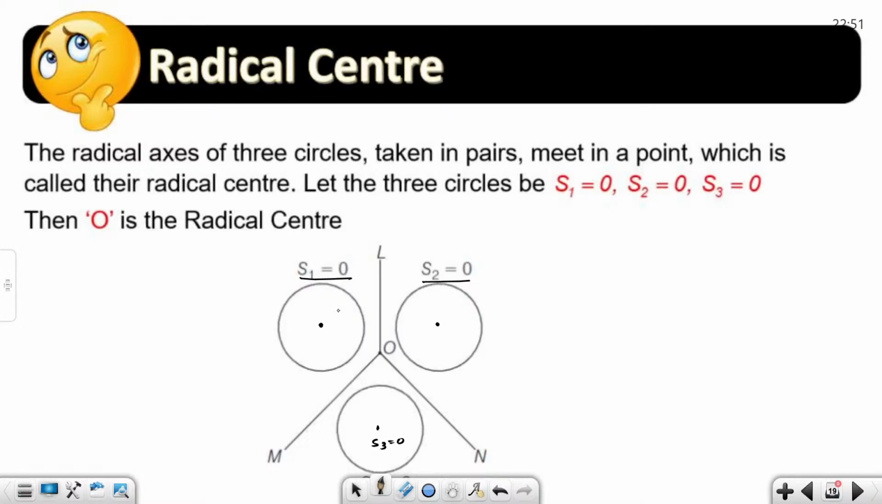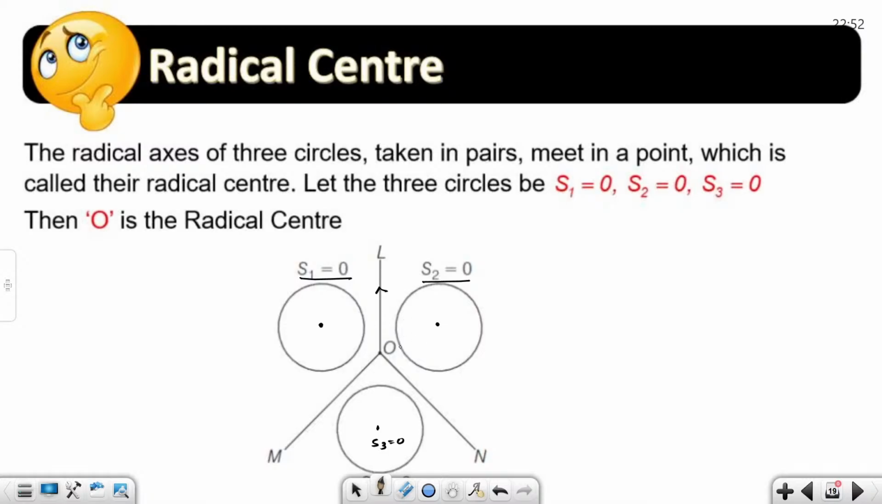Now, if we take the circles pairwise, then we are going to have three radical axes. One is LO. If I take S1 equals to 0 and S2 equals to 0, the radical axis will be LO. If we take S1 and S3, the radical axis will be MO. And if we take S2 and S3, we are going to have the radical axis NO.